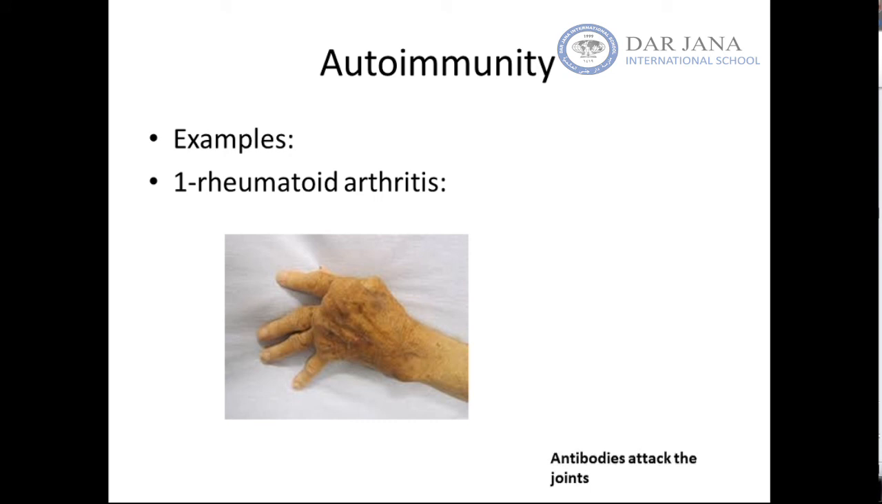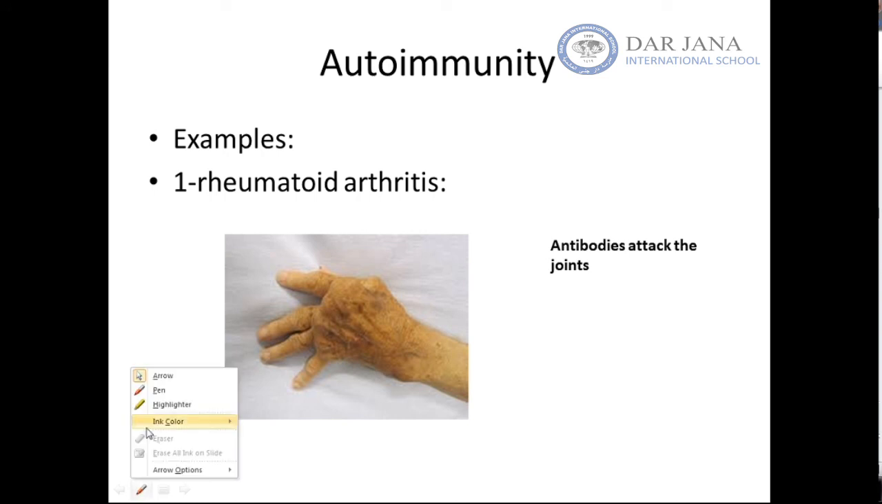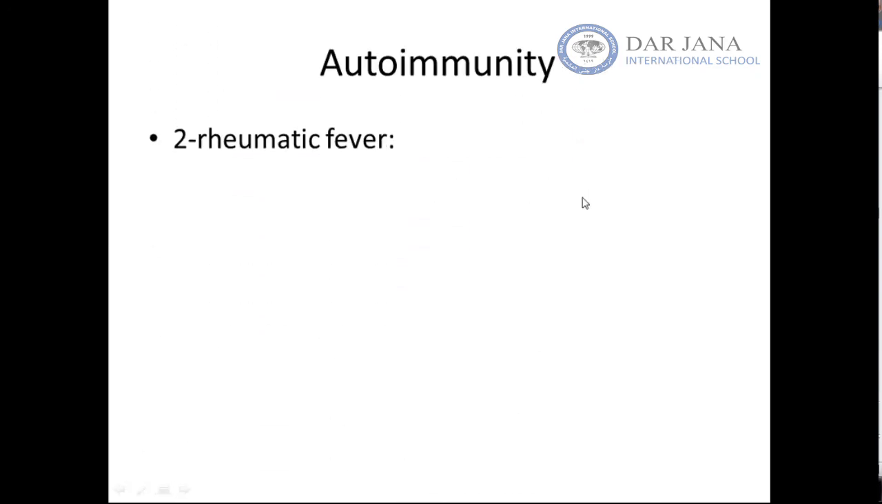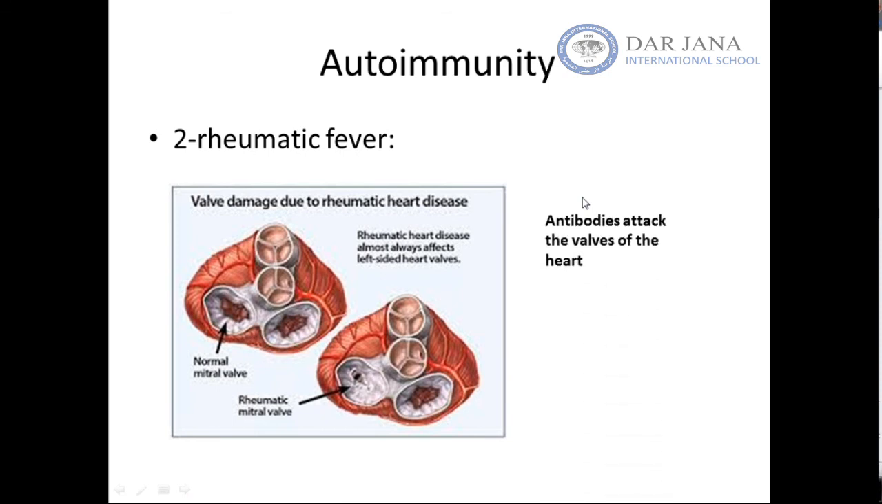So in rheumatoid arthritis, antibodies of the same body attack the joints in the same body. So as a result, we will have rheumatoid arthritis. Another example is rheumatic fever. In rheumatic fever, the antibodies attack the valves of the heart.